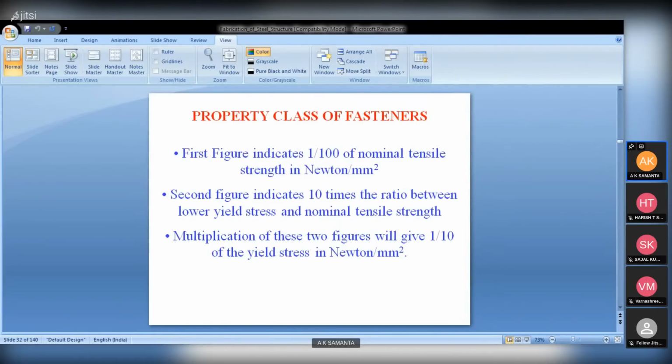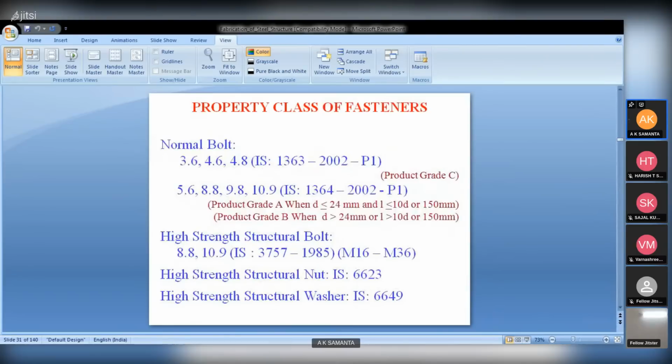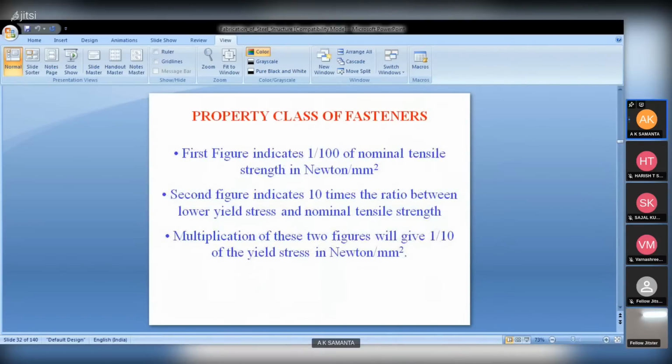So that indicates in 10.9 grade, the tensile strength of the bolt is 10 into 100, that is 1000 MPa. The second figure indicates 10 times the ratio between the yield stress and the nominal tensile strength. So for the 10.9 scale, 1000 MPa is the tensile strength, and it is 90%, meaning 900 will be the yield strength of that bolt.